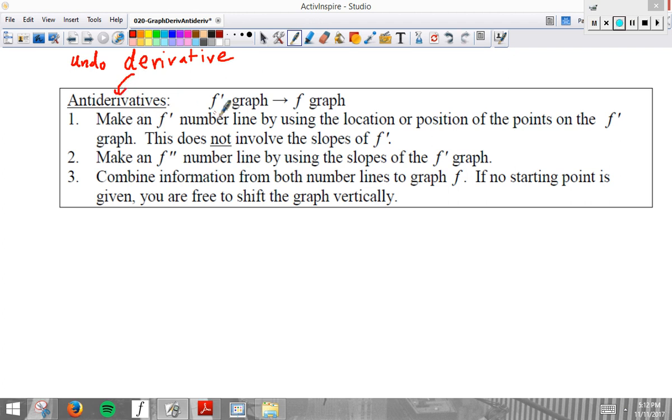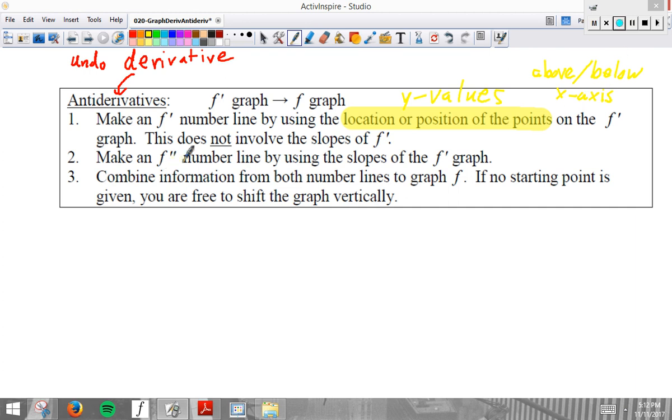We're going to make an f prime number line by using the location or position of the points on the f prime graph. Not the slopes. Rather the y values. That's what we mean by location or position: above or below the x-axis. Okay?